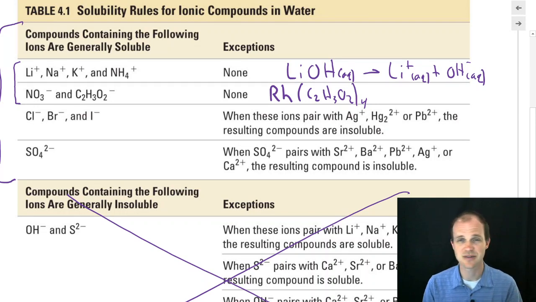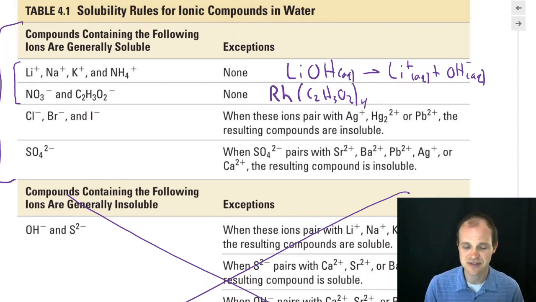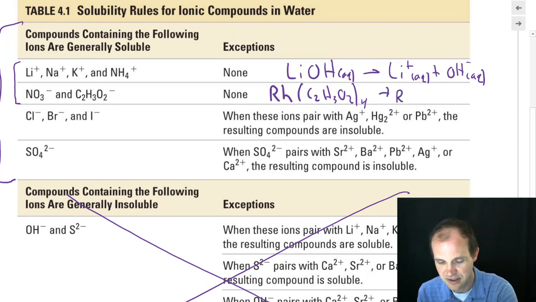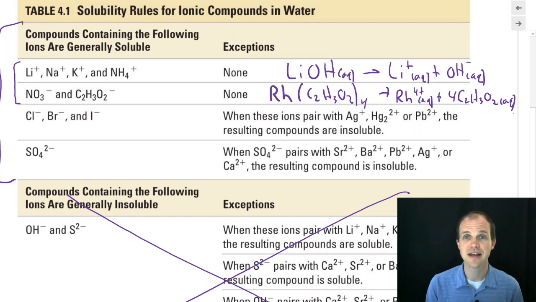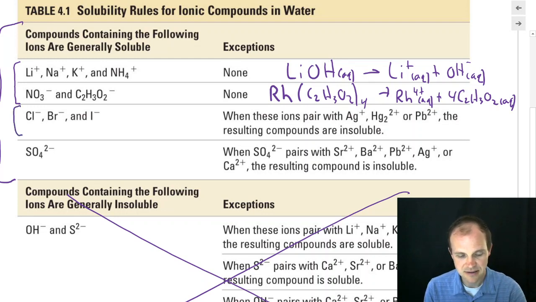Even though it's got this weird thing that we don't know anything about and we never see, it's soluble because of the acetate, which means it falls apart into rhodium 4+ and 4 acetates. That's what it means to be soluble.